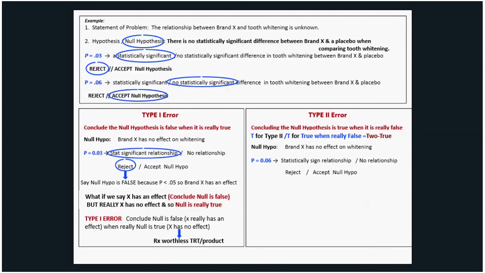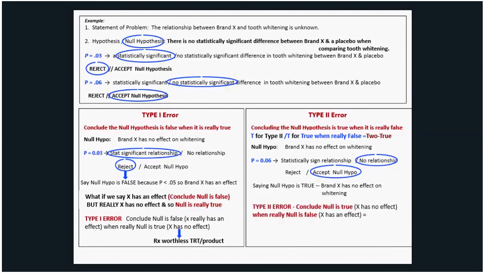So you have a p-value here. You're saying that the null, brand X, has no effect on whitening. We end up with a p-value of 0.06. That tells us that 0.06 is greater than 0.05, so there's no relationship. So originally, if we said brand X has no effect on whitening, and we get a p-value of 0.06, the numbers are saying there's no relationship, so we're going to accept the null hypothesis. So we're saying that the null is true. Brand X has no effect on whitening because of this p-value that we got.